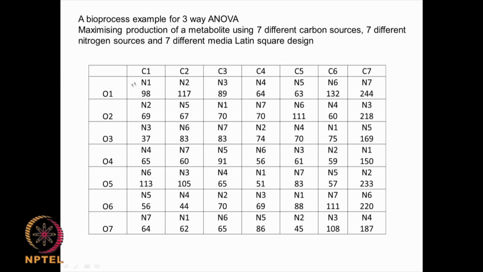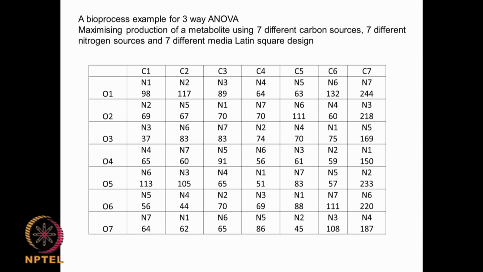We are looking at carbon at 7 different levels or 7 different sources of carbon, nitrogen maybe at 7 different sources of nitrogen like ammonium based, inorganic or organic, different types of nitrates, sulfates, phosphates and so on. Carbon could be yeast media or LB media and so on, organisms, different types of organisms here. So, if we take 49 experiments, let us go back to ANOVA and see how to work at it.